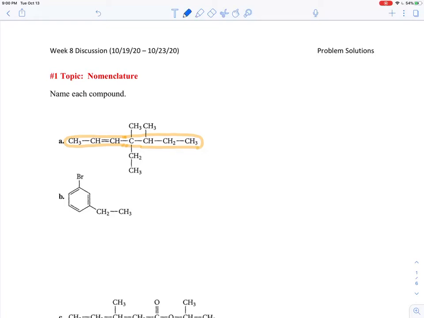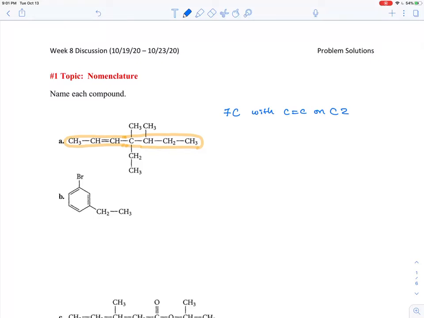The backbone is 1, 2, 3, 4, 5, 6, 7. Okay, a 7 carbon backbone with the double bond on carbon 2. You can count the carbons from left to right or right to left, but what matters is to make the number as small as possible from the one end. That's a key point.